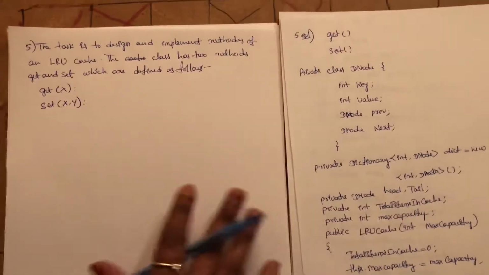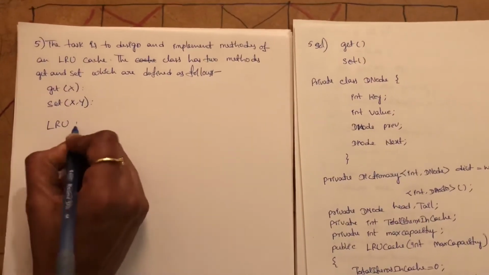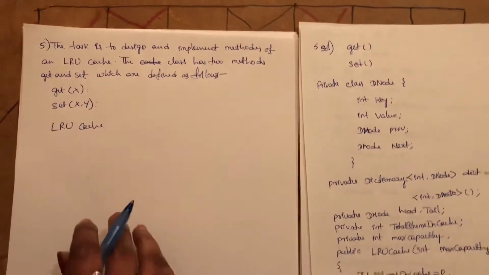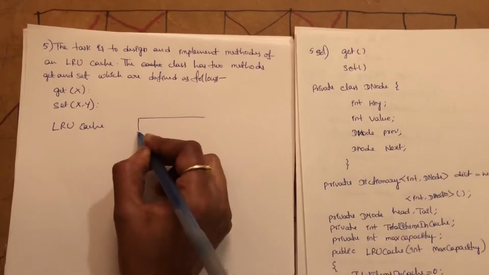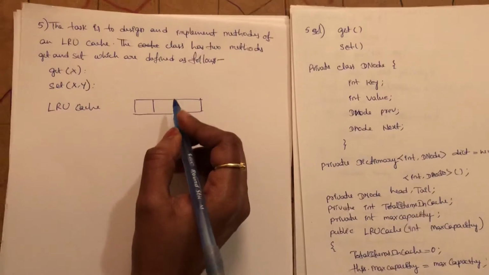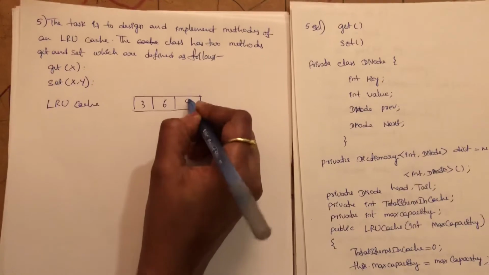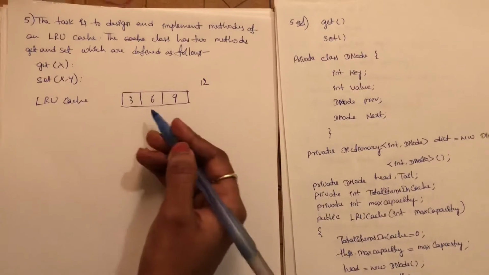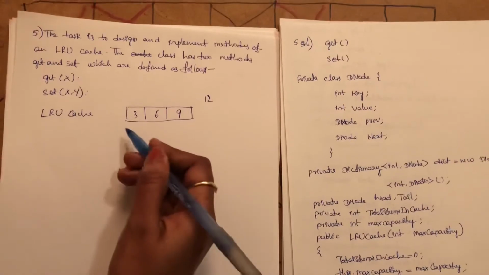Here, first of all, we discuss what an LRU, least recently used cache, is. Cache memory has limited storage. For example, if this is the bucket of memory, it can only fit three values. First we insert 3, then we insert 6, then we insert 9. If we want to insert the number 12, there is no memory. So what do we do? We use the old used memory.